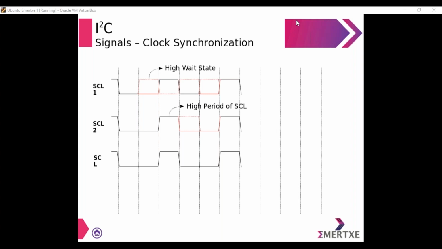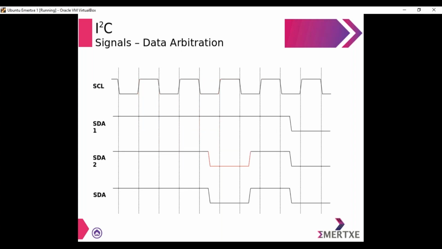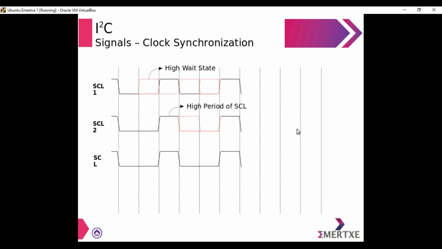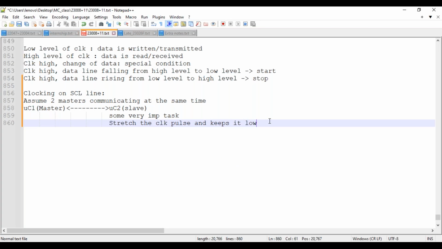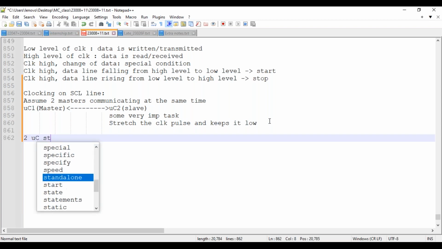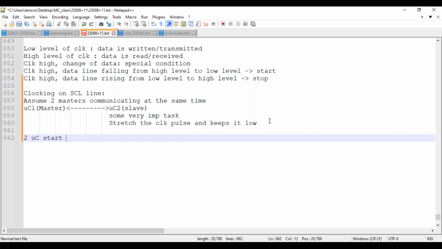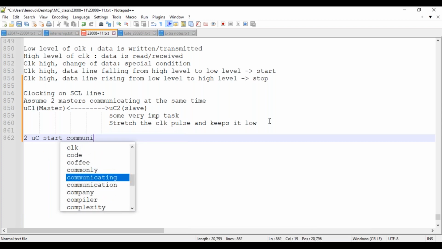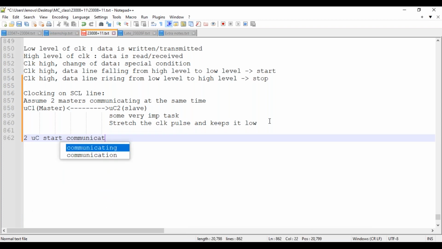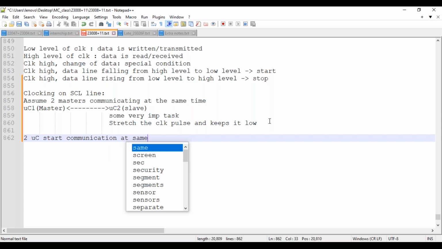Okay. The next thing we have is data arbitration, as in when two microcontrollers start to communicate at the same time, there is only one data line. So assume two microcontrollers start communication at the same time.